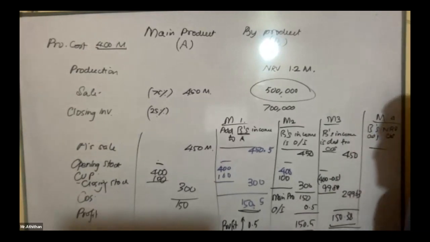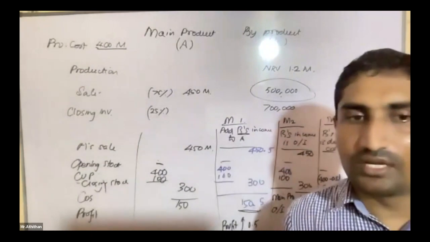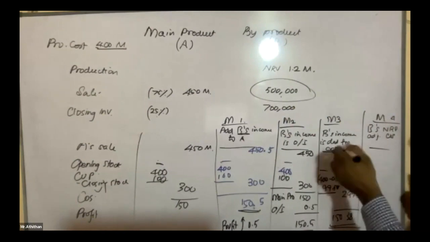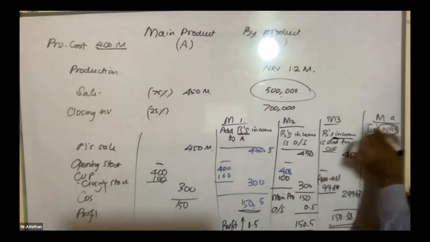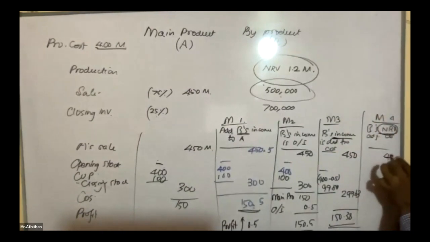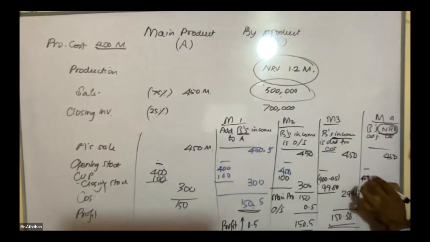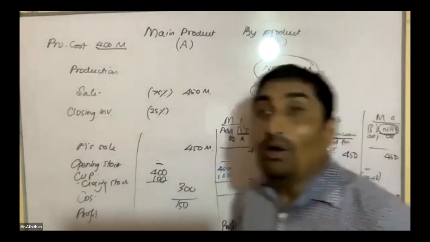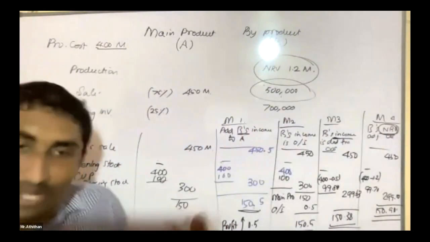B's NRV. With NRV, we add it to the cost of production. Here we took B's income; here we take B's NRV. NRV means we take 1.2 million. 450, dash 400 minus 1.2. So inventory is 25%, so 299.10 and profit 150.90. So whichever method is asked for, we can use it.